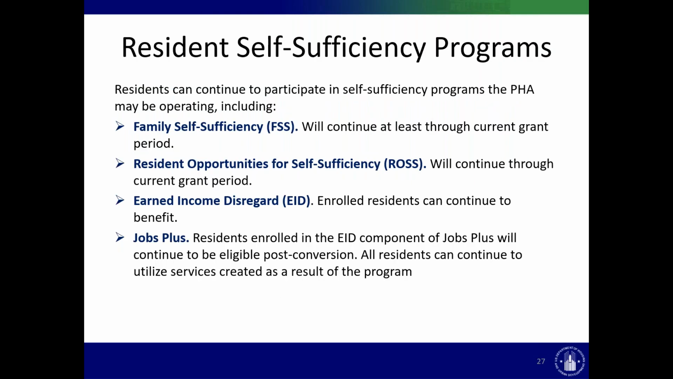Resident self-sufficiency programs. Most of the resources and services available through resident self-sufficiency programs will continue to be available to residents following a RAD conversion. This includes FSS, which will continue at least through the current grant period, and in many cases can be renewed for ongoing participation. ROSS will only continue through the current grant period and will not be available for renewal. EID: currently enrolled residents can continue to participate, but new residents cannot be enrolled. For Jobs Plus, residents enrolled in the EID component of Jobs Plus will continue to be eligible post-conversion. All residents can continue to utilize services created as a result of the program.